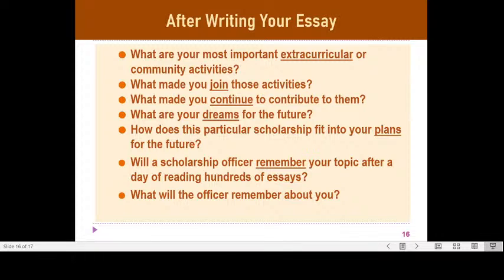Will a scholarship officer remember your topic after a day of reading hundreds of essays? Would a reader find your statement of purpose memorable, unique? Does it stand out among hundreds of applicants? What will the officer, the reader of your statement of purpose, remember about you?